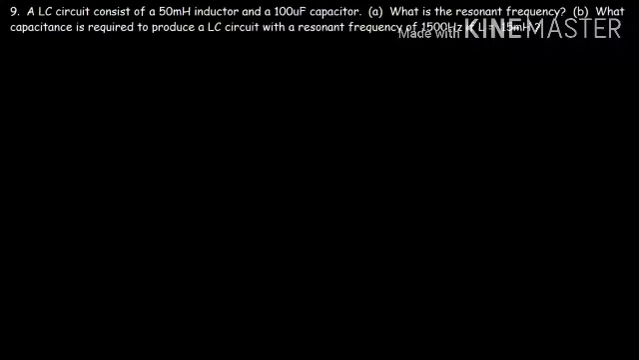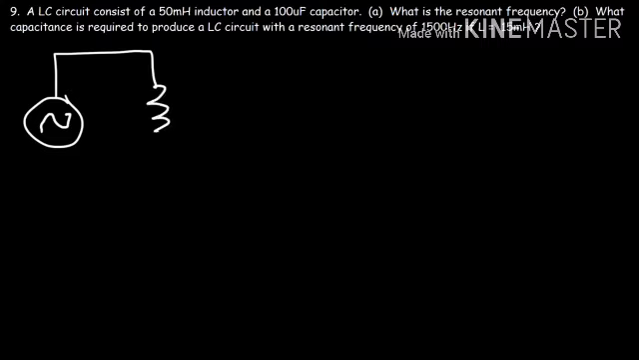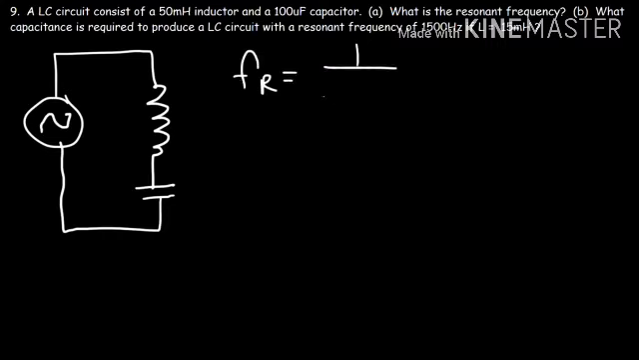Number 9. An LC circuit consists of a 50 millihenry inductor and a 100 microfarad capacitor. What is the resonant frequency? So let's draw a circuit. Here's our AC source, and there is an inductor L and a capacitor C. So that's a typical inductor capacitor LC circuit. Now the equation to calculate the resonant frequency is 1 over 2 pi square root LC.